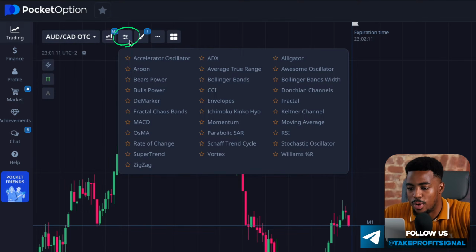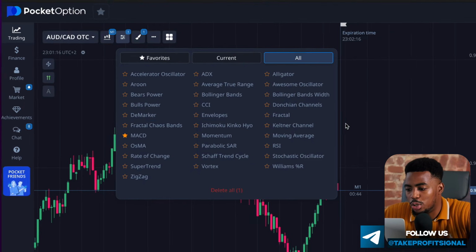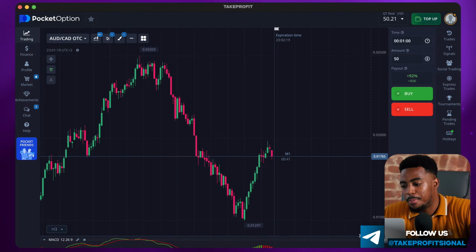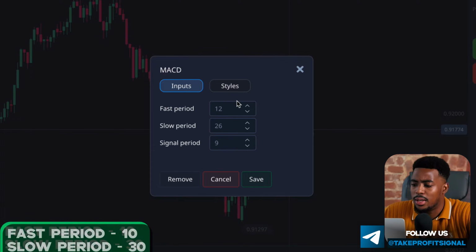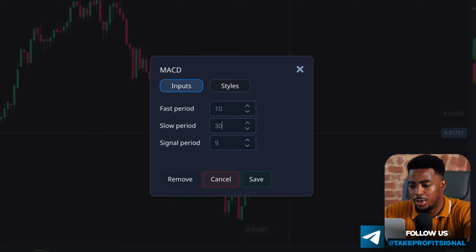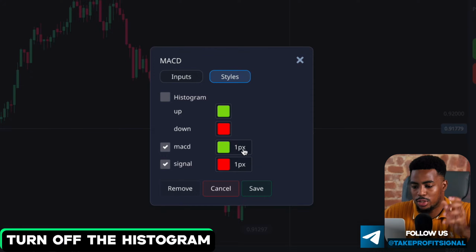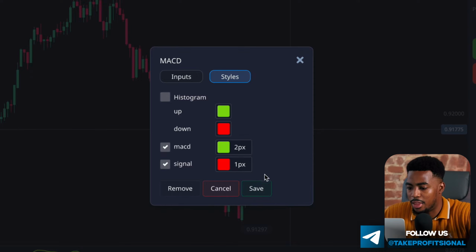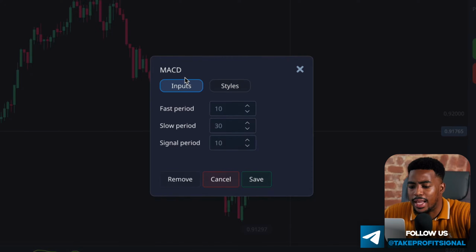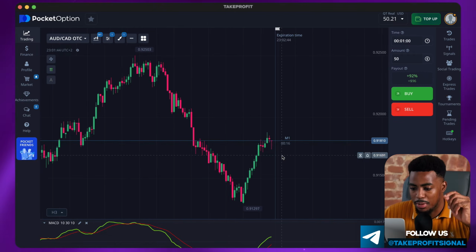The second step is to add one indicator. You may have heard about this indicator, but now I will show you the settings that will really work. I don't know why it happens, but when I use a period of 10 here, a period of 30 here, and also 10 here, the indicator starts to work really accurately. In the styles, we can turn off the histogram and make the MACD line thicker. If you didn't understand any of this, just set the same settings as mine and click the save button.